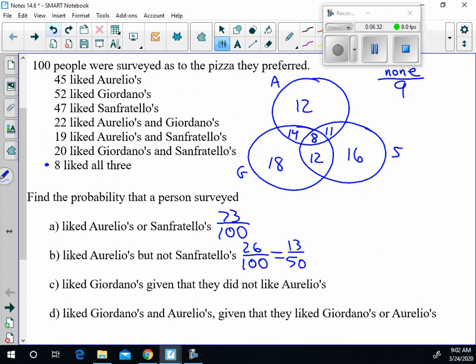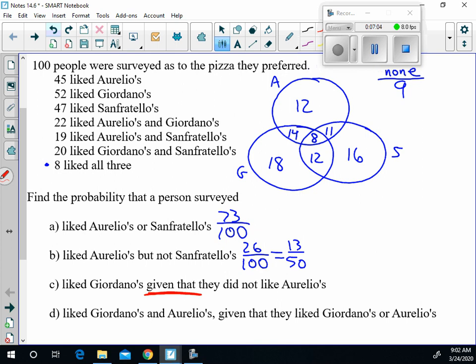Next, they step it up a little bit here with example 3, or example C. Like Giordano's, given that they did not like Aurelio's. All right. Anytime we see "given that," this is a denominator change. The number in our group is going down. So the chance of this happening is going to get better because there are not as many in our subgroup. So like Giordano's, given that they did not like Aurelio's.